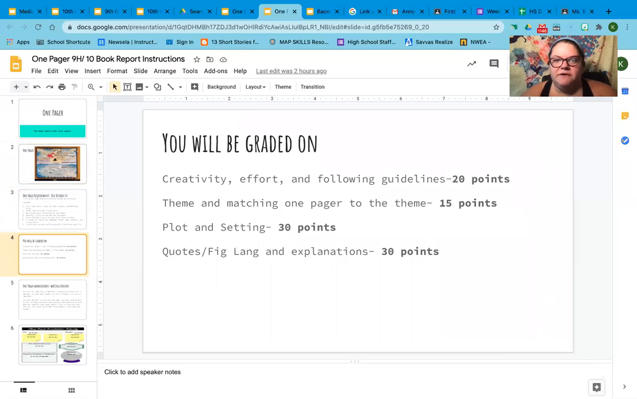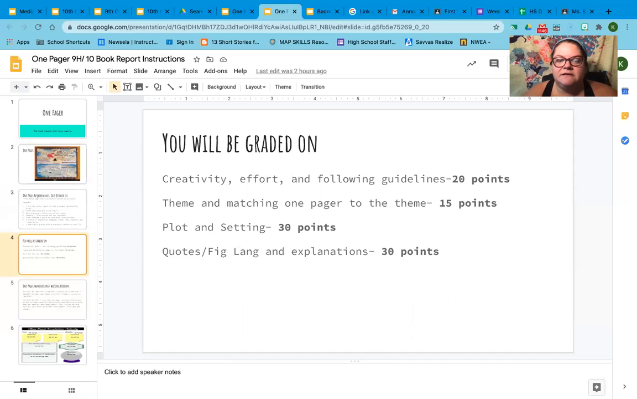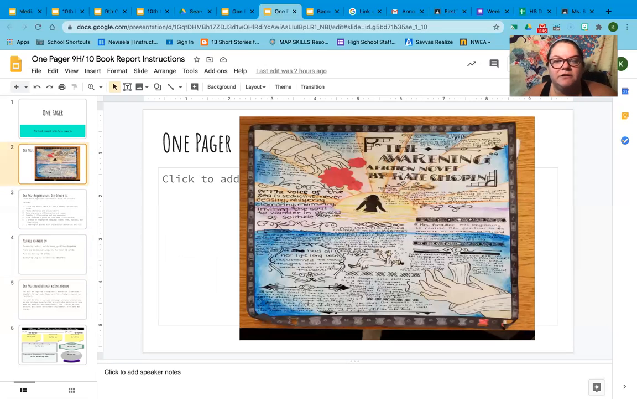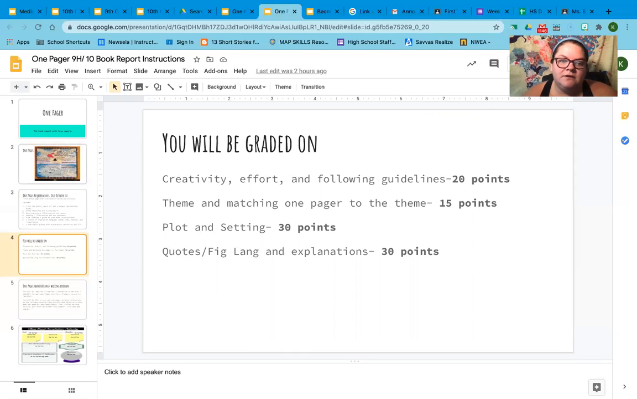Right. You will be graded on creativity, effort, and following all of the guidelines. So all of these requirements are met. Theme, matching one pager to the theme. All right, so if it's a really dark book, it probably should not look like this. All right, if it's a really bright book, you will use brighter colors, right? Plot and setting, and your quotes, figurative language, and explanations. And that will be the grade for the one pager.